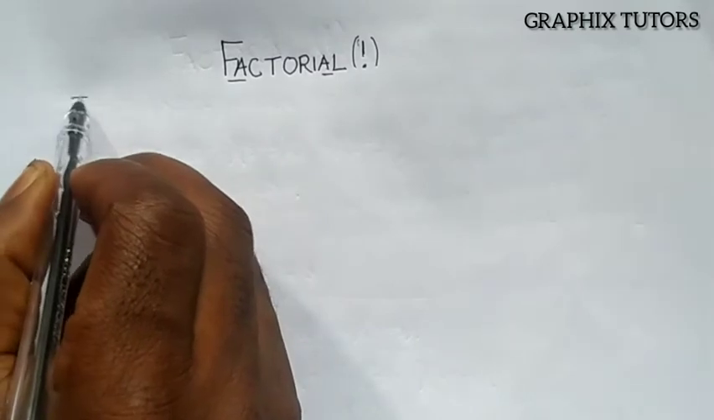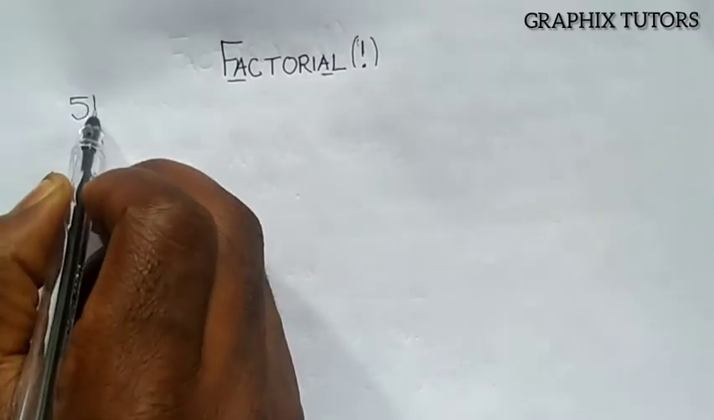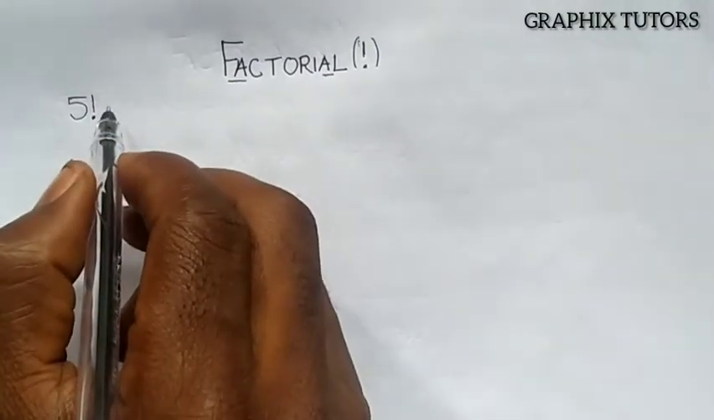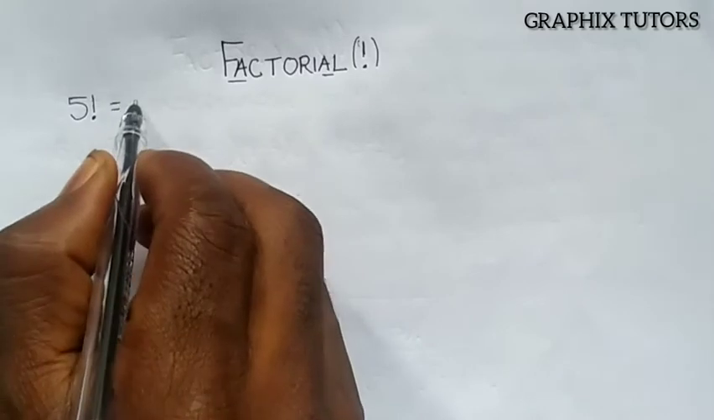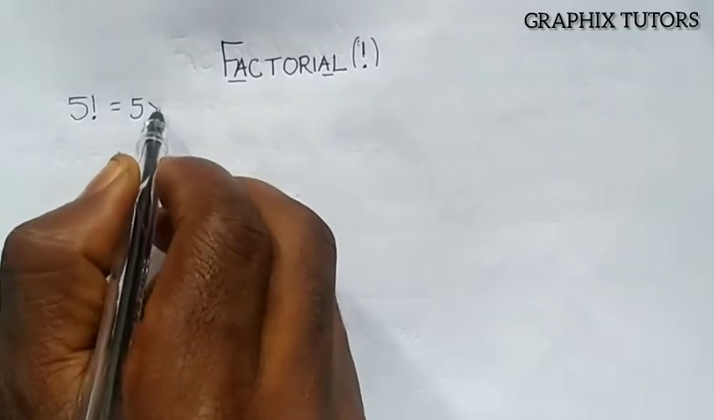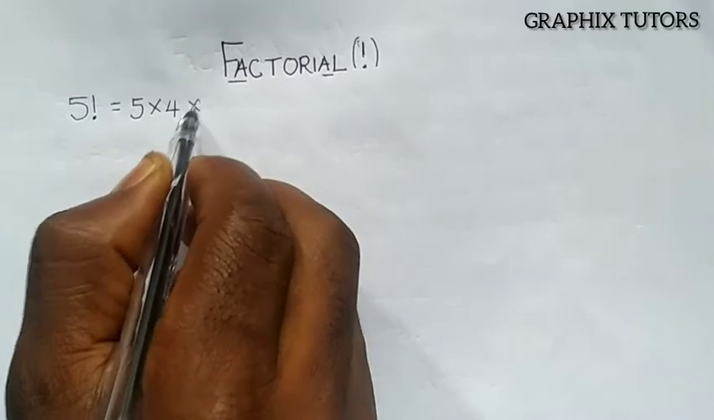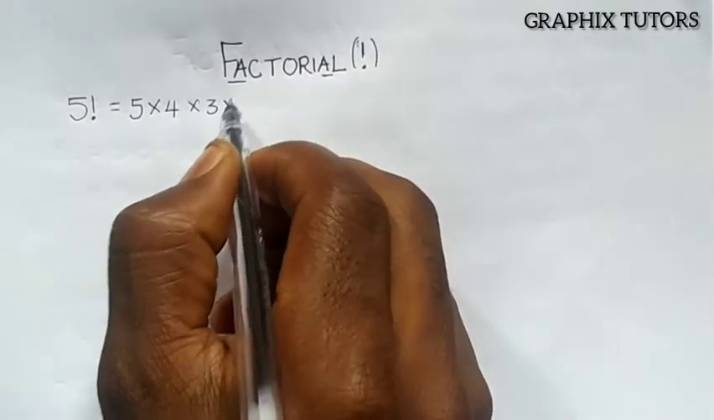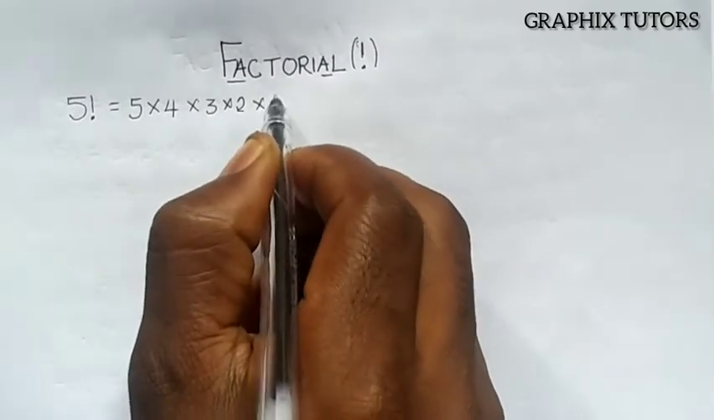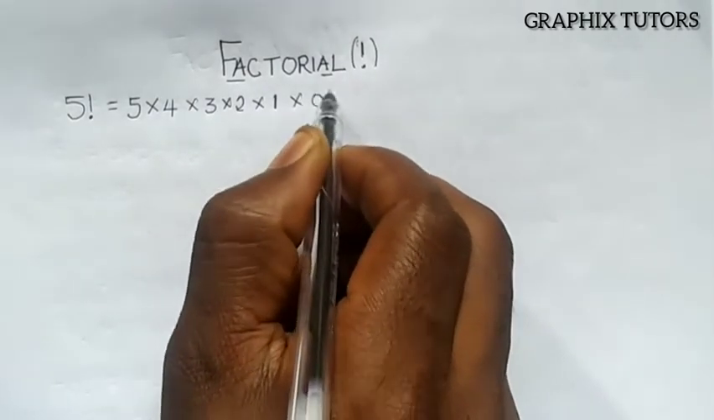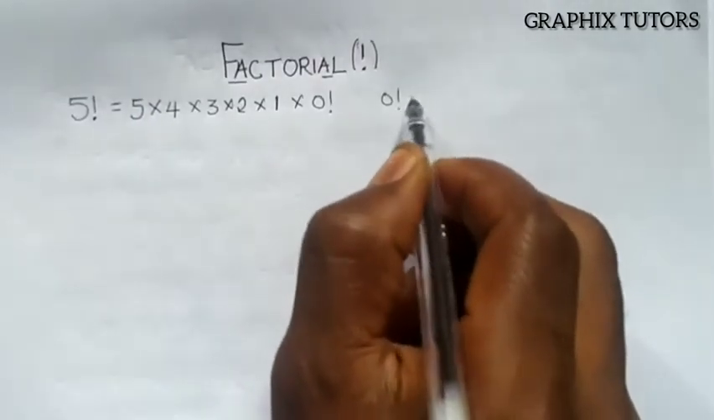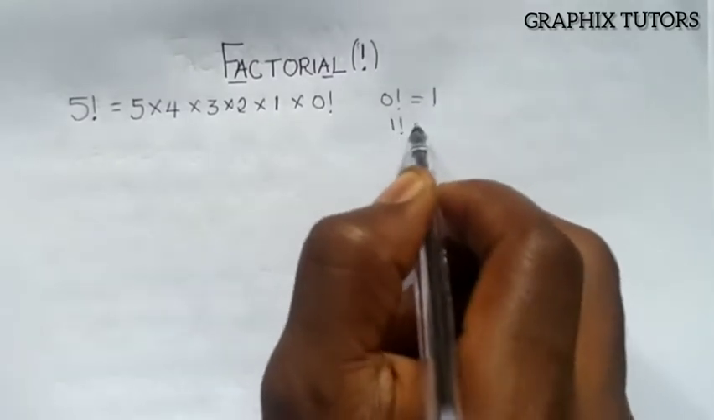So now let's assume I have 5 factorial. 5 factorial simply means 5 times 4 times 3 times 2 times 1 times 0 factorial. We ignore this 0 because 0 factorial is given as 1, and also 1 factorial is given as 1.